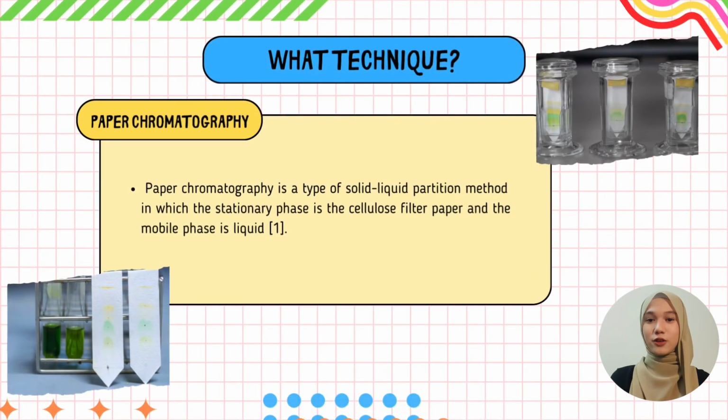Next, the technique used in this experiment is paper chromatography. So what is paper chromatography? It is an analytical technique used to separate particles on the basis of their polarity towards the mobile phase and stationary phase. Also, paper chromatography is a type of solid-liquid partition method, in which the stationary phase is the cellulose filter paper and the mobile phase is liquid.